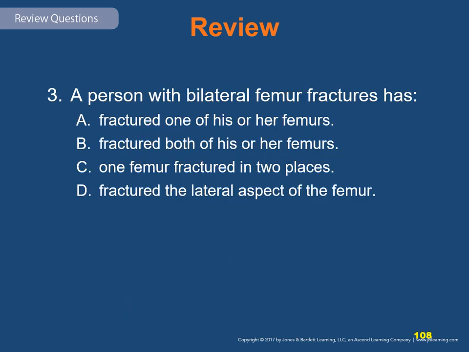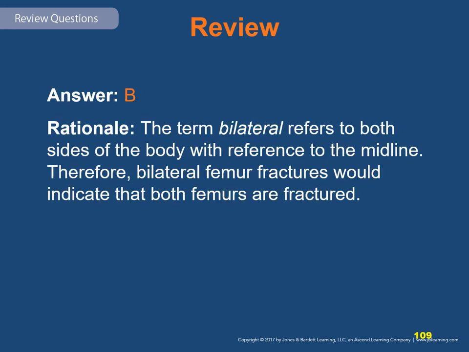Question 3. A person with a bilateral femur fracture has fractured one or more of his or her femurs, fractured both of his or her femurs, one femur in 2 places, or fractured the lateral aspect of the femur. So think about it. Bilateral meaning both sides. So if you have someone with bilateral femur fractures, let's see what the correct answer is. And the correct answer to the question is B.